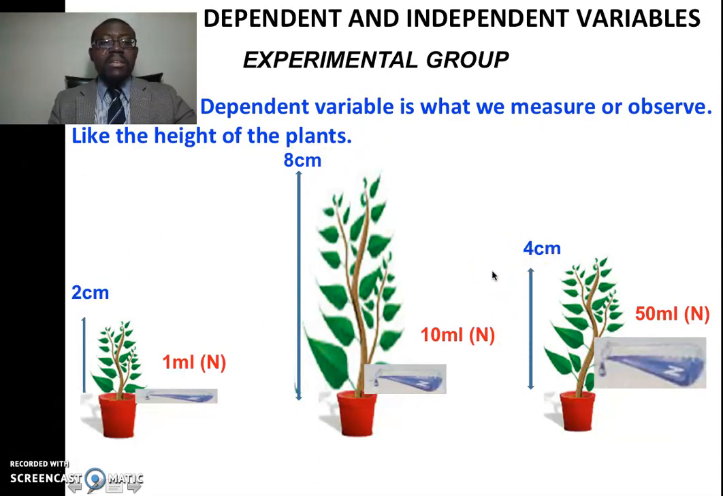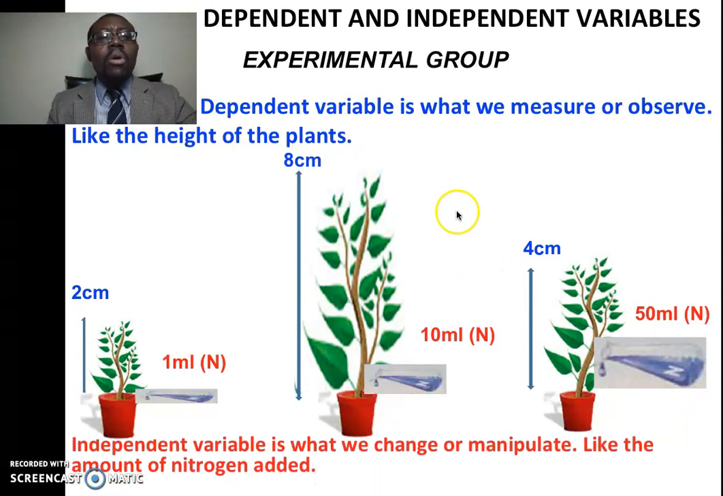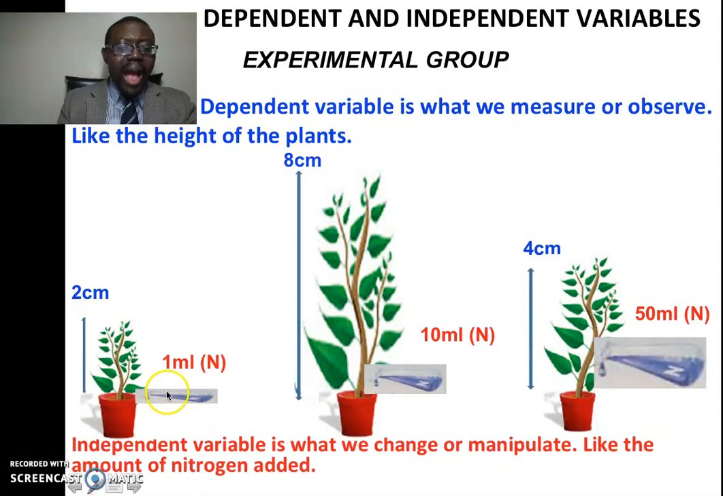The next one is the independent variable. The independent variable is what we change or manipulate. So in this experiment, the independent variable is the amount of nitrogen we add. As experimenters, it is what we can change or manipulate. Here we are adding 1 milliliter of nitrogen to the first plant. The next plant we are adding 10 milliliters of nitrogen. And the last plant we are adding 50 milliliters of nitrogen.